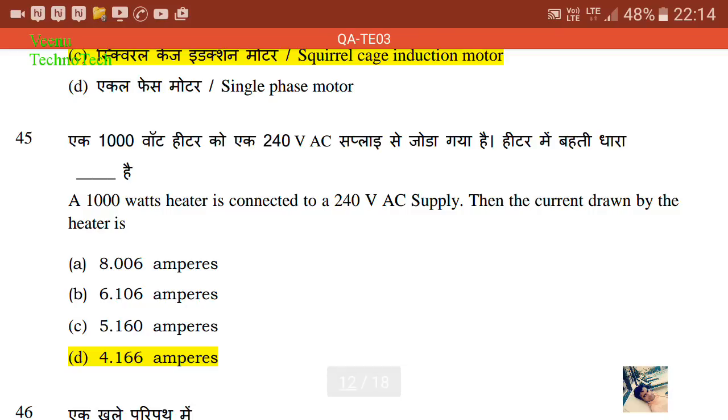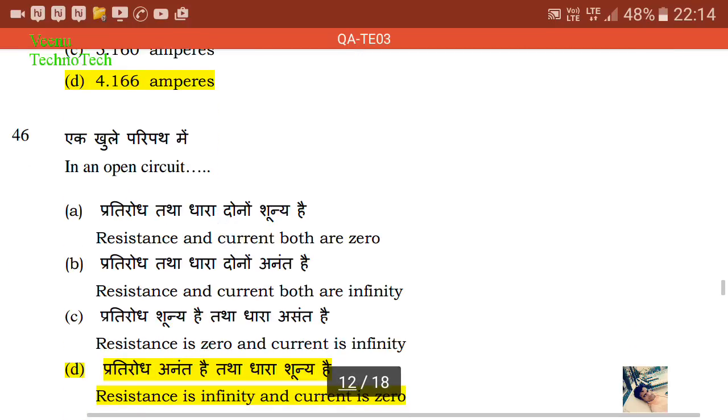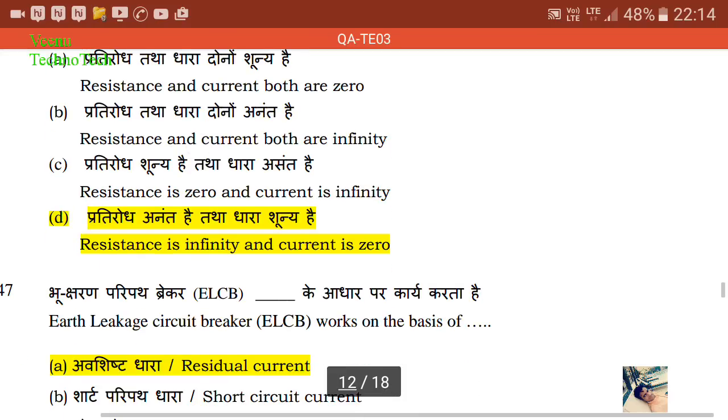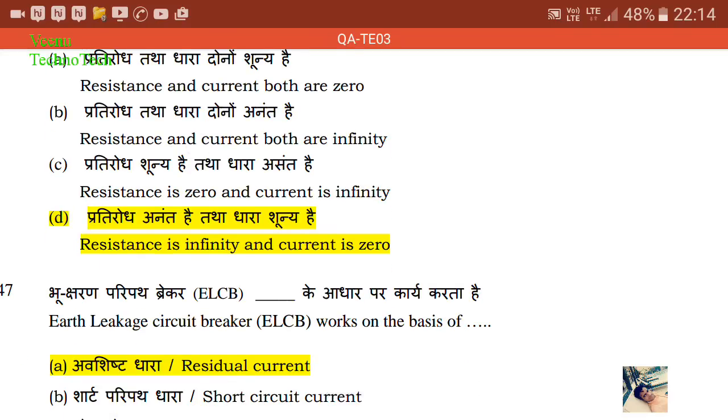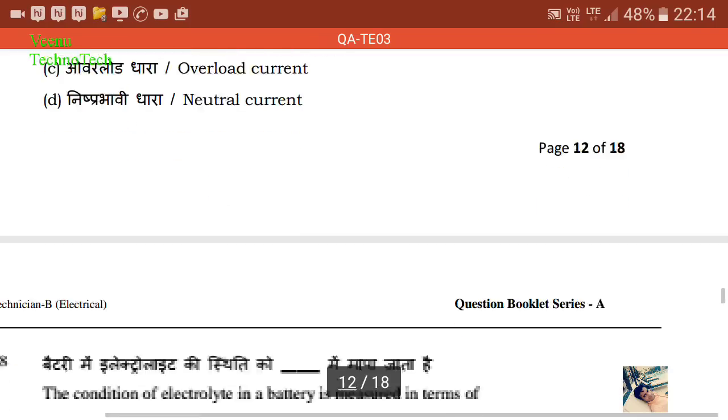A 1000 watt heater is connected to a 240 volt AC supply. Then the current drawn by the heater is simple. The formula of power is I into V. So divide 1000 watt by 240 volt, you get the current value, that is 4.166 ampere. Next, in an open circuit, resistance is infinite and current is zero. So correct answer is D. Earth leakage circuit breaker works on the basis of residual current. Correct answer is A.